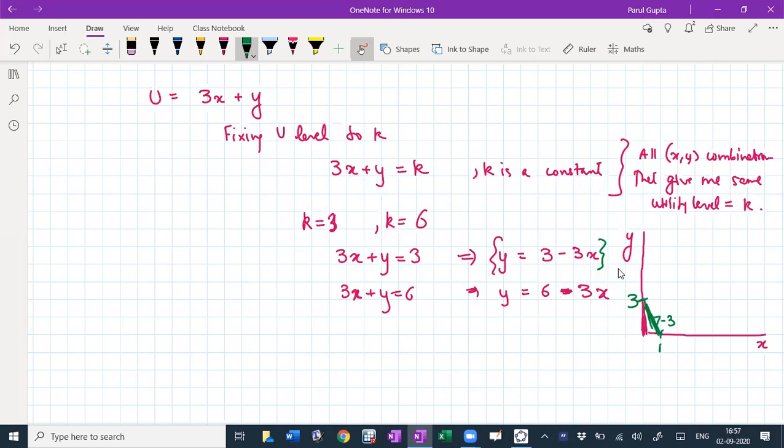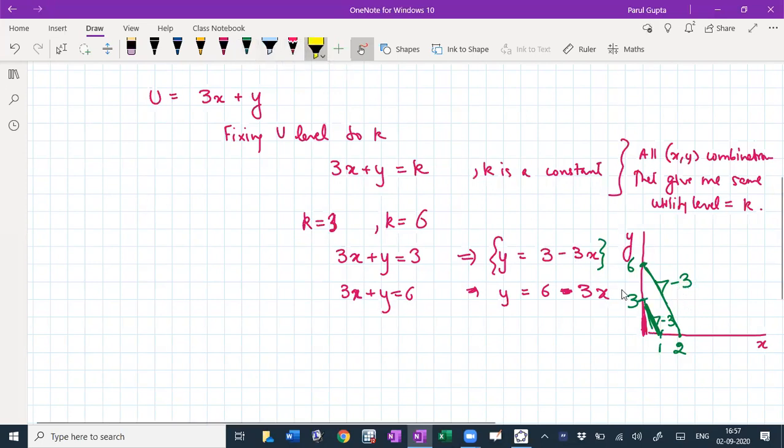Similarly, for this one, y is going to be equal to 6 here, and x equal to 2. I haven't drawn it to scale, so it may not look very accurate. But again, this is another downward sloping straight line with slope minus 3.